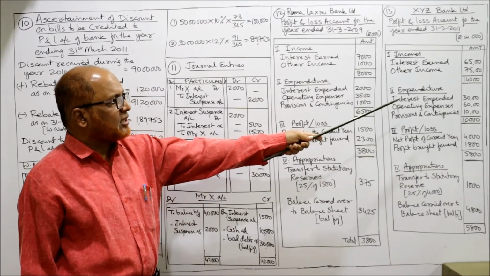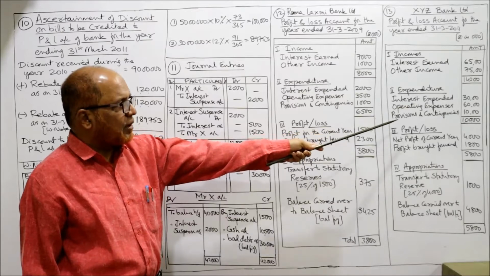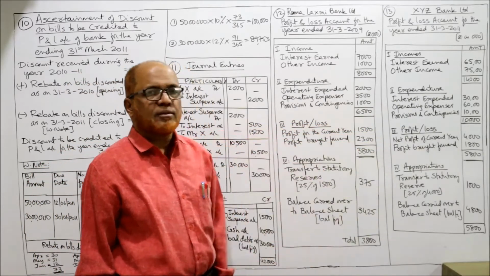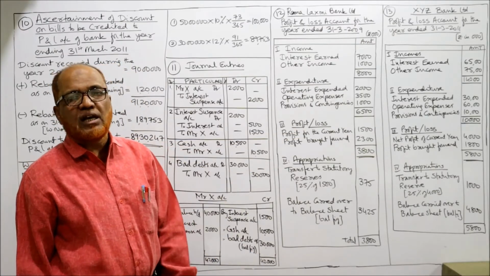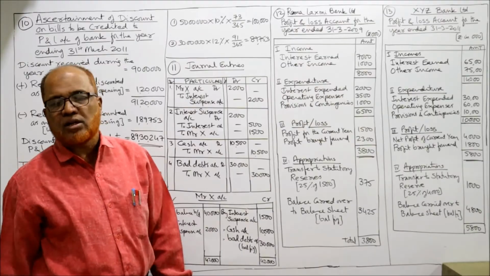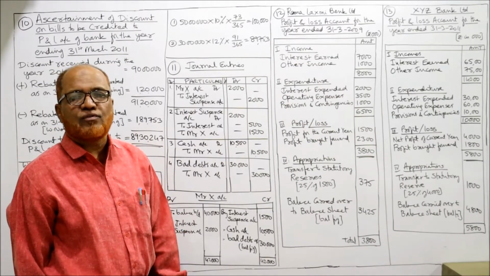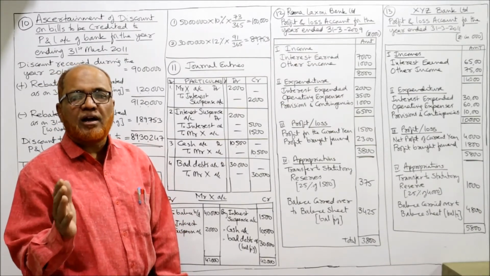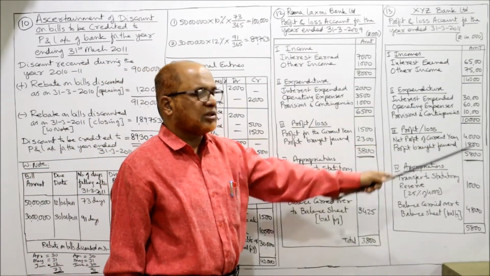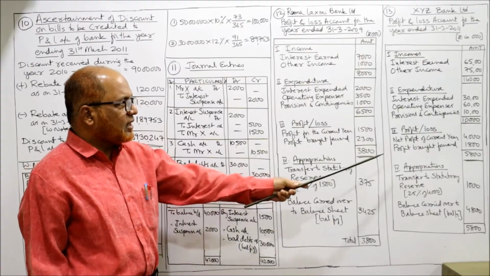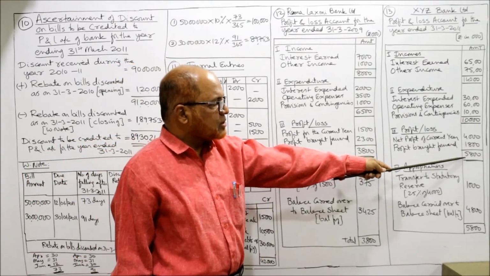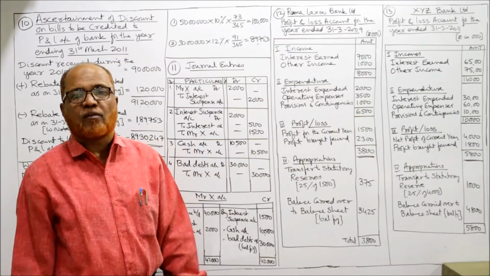Now expenditure. Interest expended 3,000, operating expense 6,000, provisions and contingencies 1,000. The total of the expenditure is 10,000. So 14,000 is the income, 10,000 is the expenditure. Income minus expenditure, 14,000 minus 10,000, 4,000. So the current year's net profit is 4,000. Now profit brought forward is given in the problem, 1,800. Add up, 5,800 is the total profit.